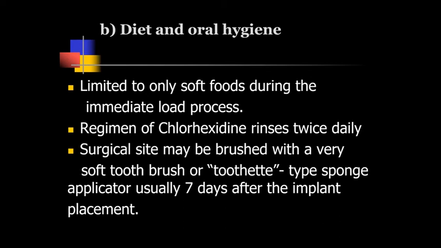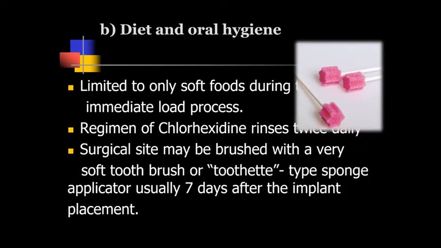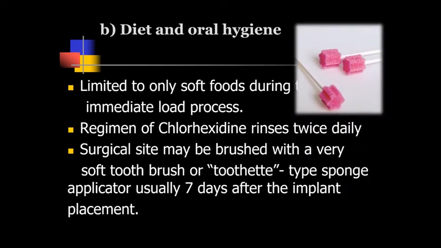And also the surgical site may be brushed with a very soft toothbrush, also called a toothette type sponge applicator, usually 7 days after the implant placement. And then the use of a water pick should be avoided to prevent bacterial penetration of the surgical site. Flossing can be accomplished several weeks post surgery. And after 2 weeks, that is after the initial soft tissue healing, the patient can assume a normal diet, but caution not to function directly on the immediately placed provisional for another 4 weeks.